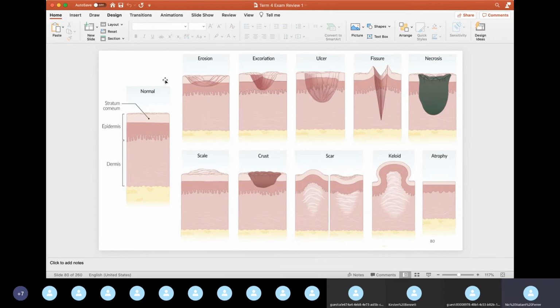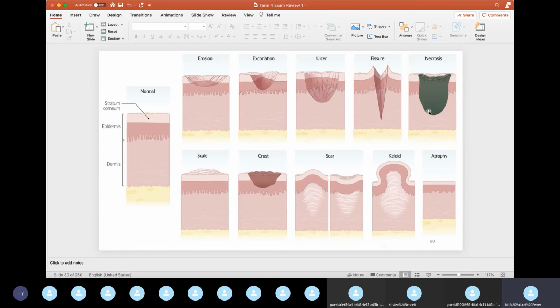Okay, so by just looking at the image, we can explain it. Erosion. Where is it? Stratum corneum and epidermis. Excoriation, you go in deep. You go in the width of your stratum corneum and your epidermis. An ulcer involves the dermis, the 3 layers: your stratum corneum, your epidermis, and your dermis. A fissure is a cut, a straight cut. So your stratum corneum, epidermis, and your dermis.